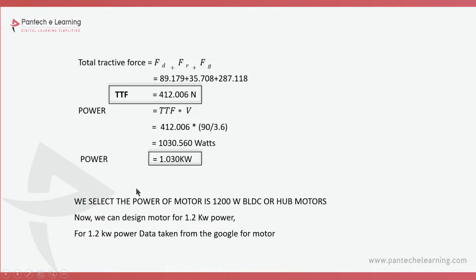So the total power is equal to 1 kilowatt. We have to convert to kilowatt, so we divide by 1000. So the total power required to move your vehicle is 1 kilowatt; if you want the vehicle to move, you require a 1 kilowatt motor. This is the vehicle dynamics concept to choose the motor. So we can choose a 1200 watt BLDC hub motor. Now we can design the motor for 1.2 kilowatt power.